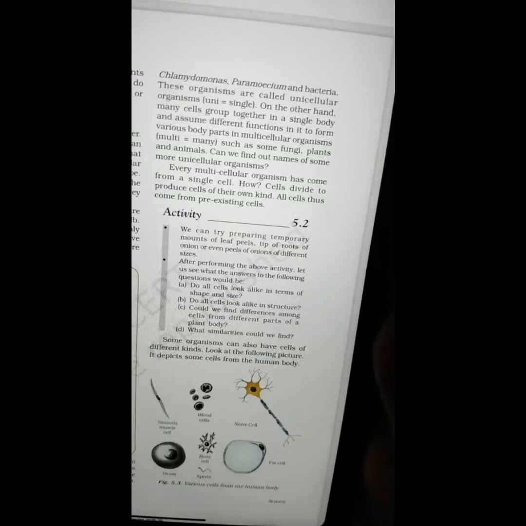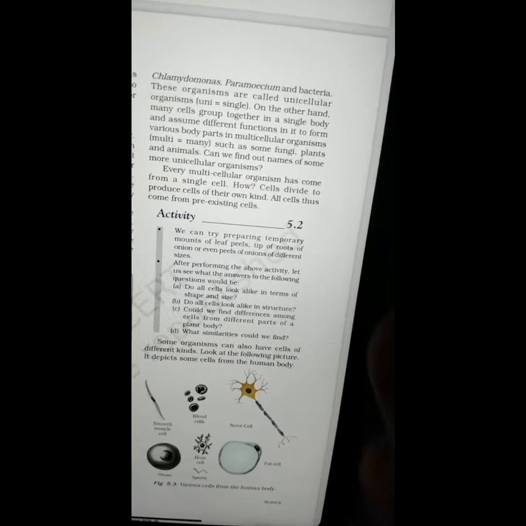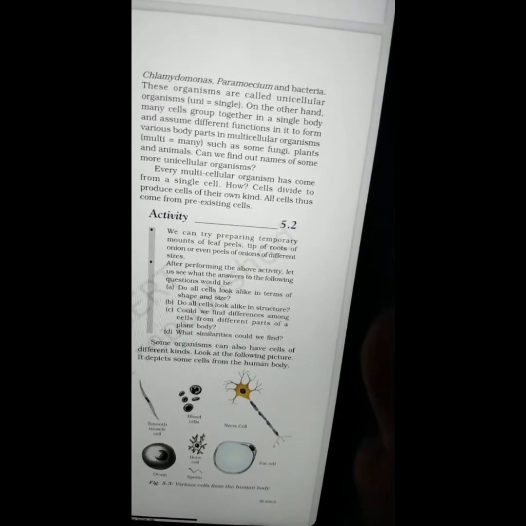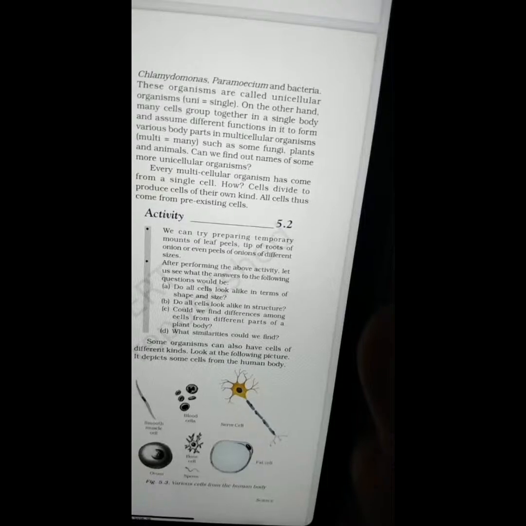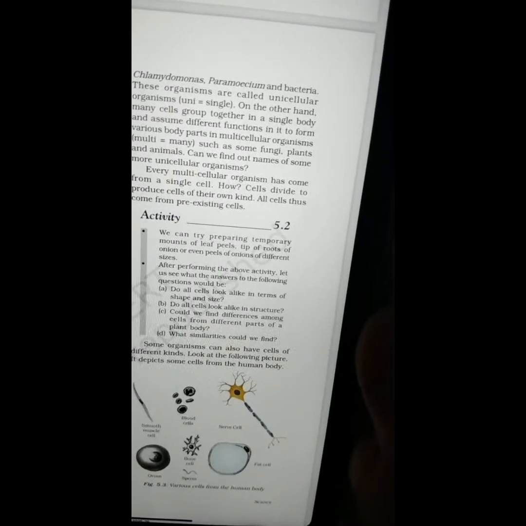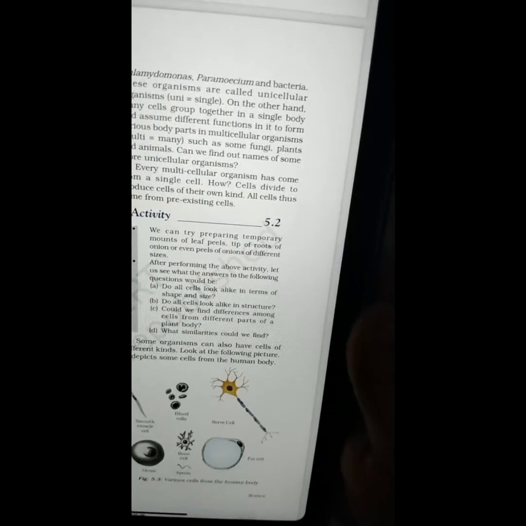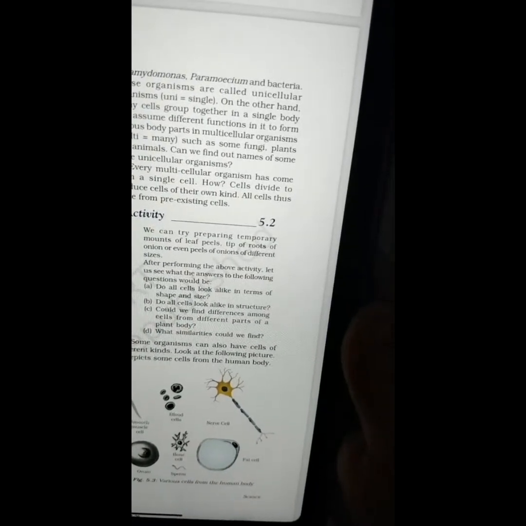Uni means single. On the other hand, many cells group together in a single body and assume different functions in it to form various body parts in the multicellular organisms. Multi means many, such as some fungi, plants, and animals. Can we find out names of some more unicellular organisms?